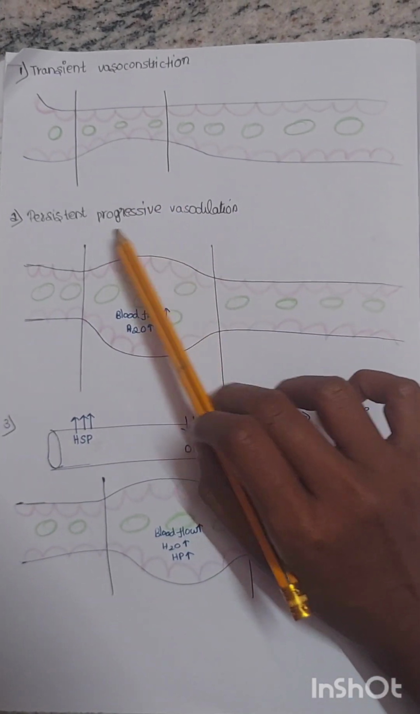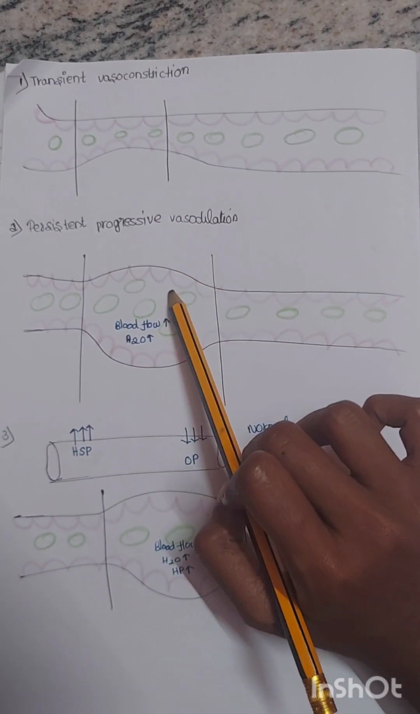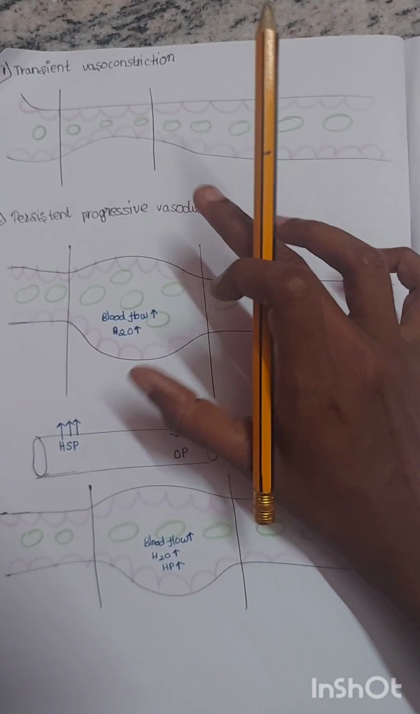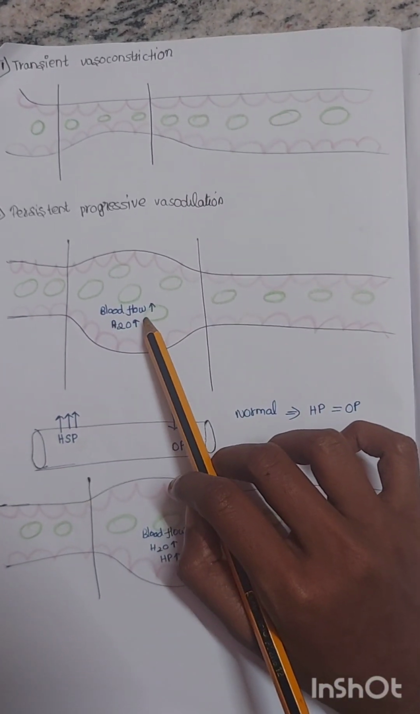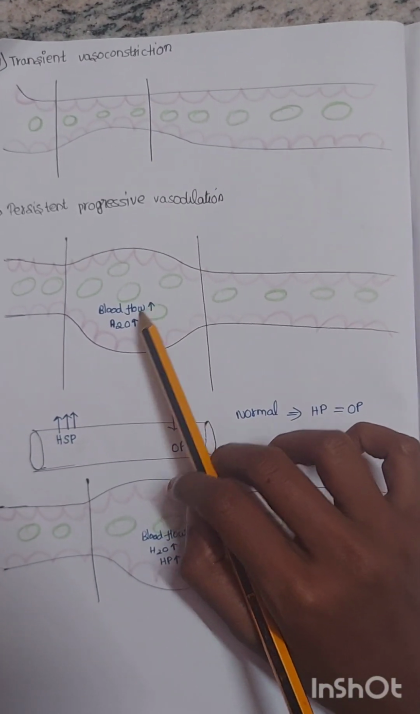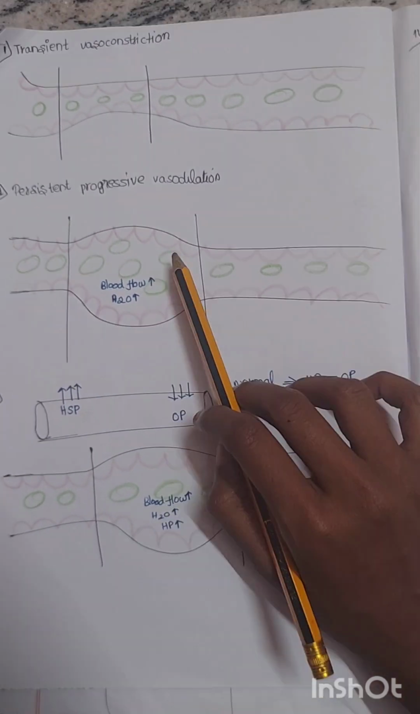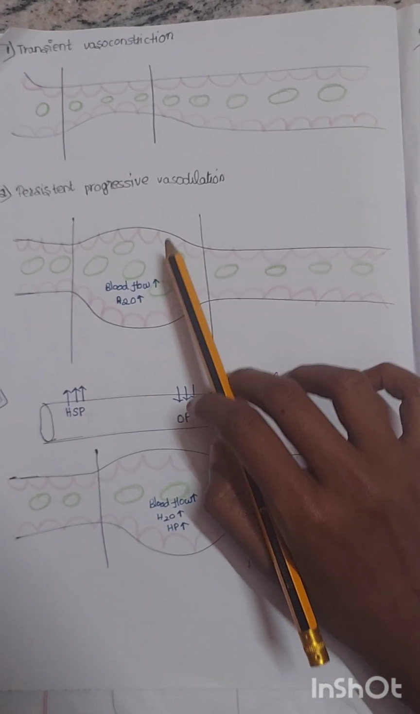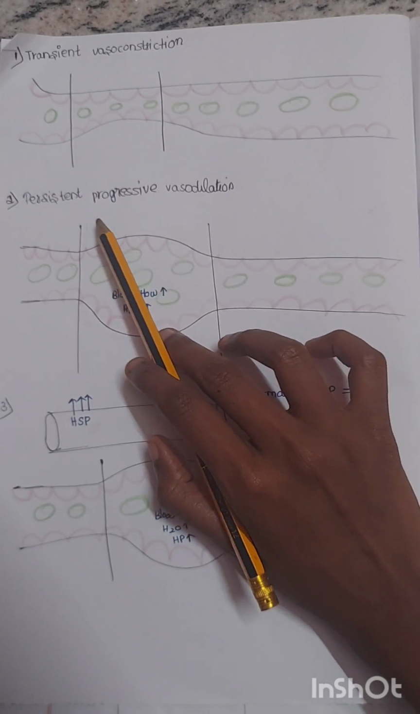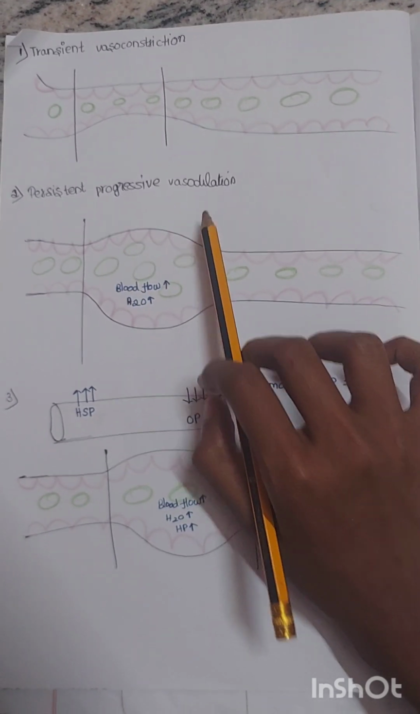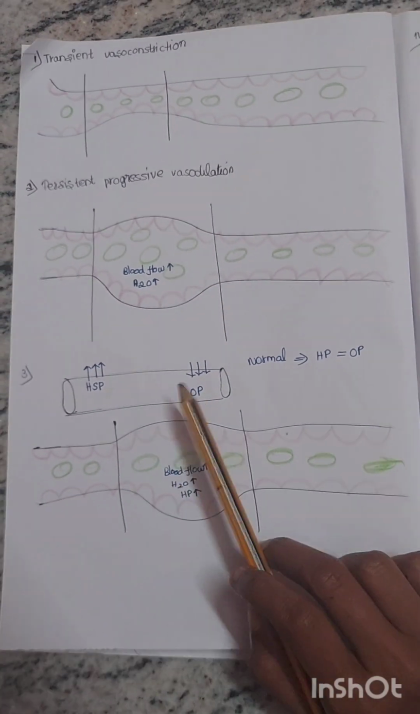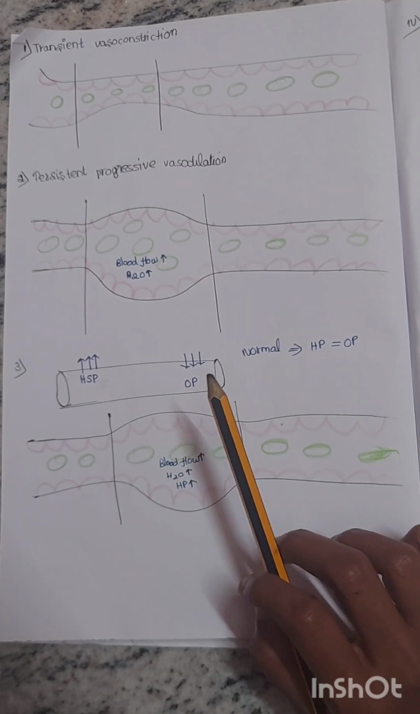And the second one is persistent progressive vasodilation. Here dilation takes place, and if dilation takes place, the blood flow will be high, so then the water content will be high in the blood vessels. This step is persistent. So we completed the second step, which is persistent progressive vasodilation. Next we are coming to the third step, which is elevation of hydrostatic pressure.